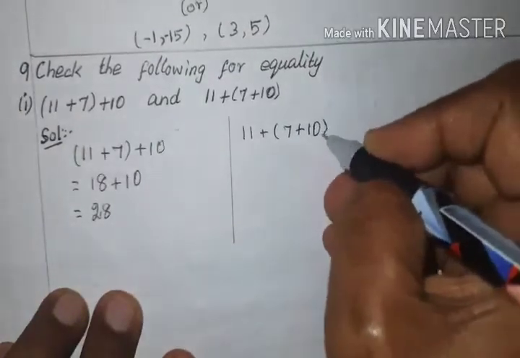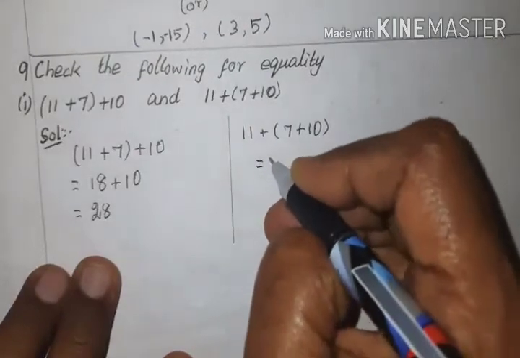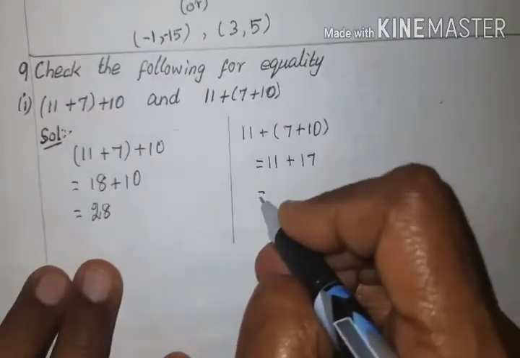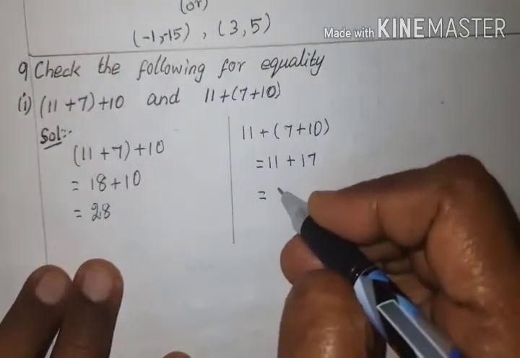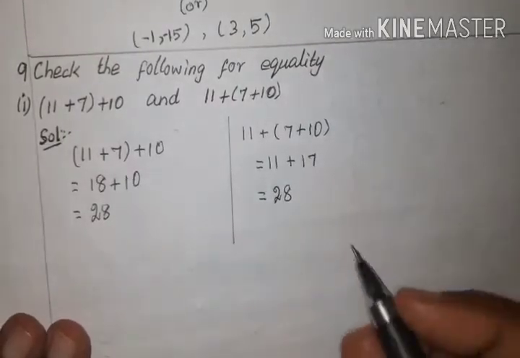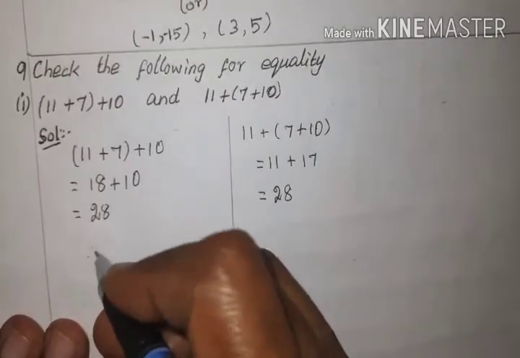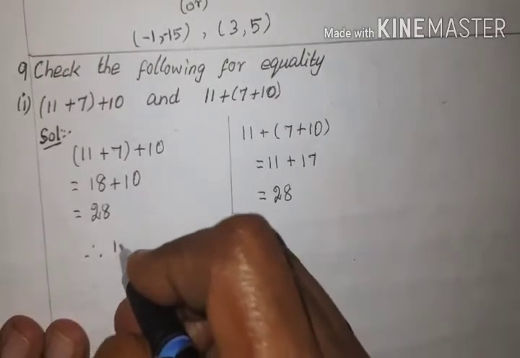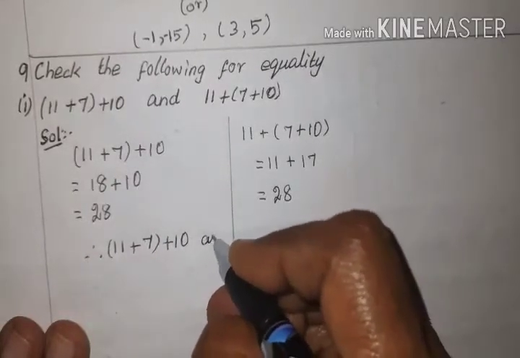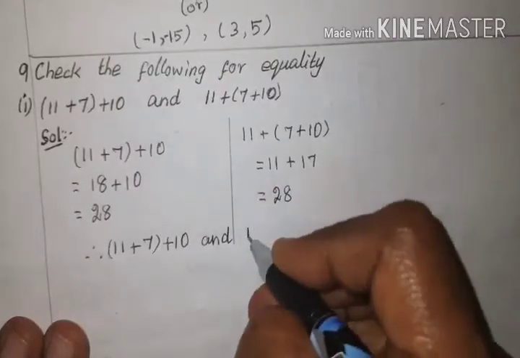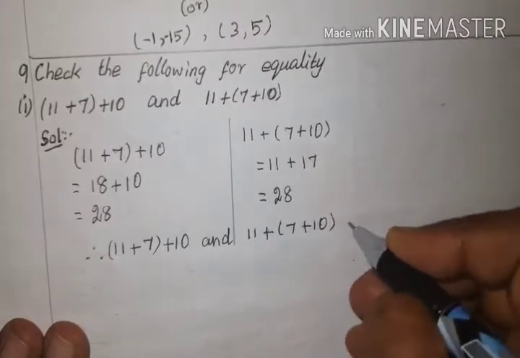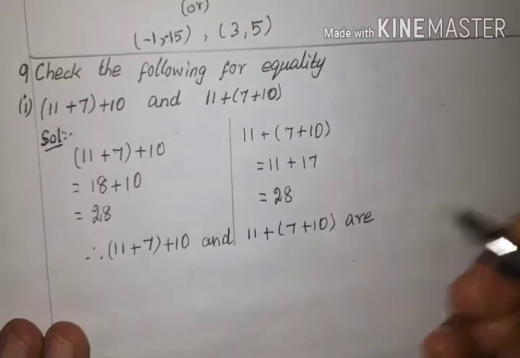Next value. 11 + (7 + 10) equal to 11 + (7 + 10) = 17. 11 + 17 = 28. Therefore, the two values are equal. Therefore, 11 + (7 + 10) and (11 + 7) + 10 are equal.